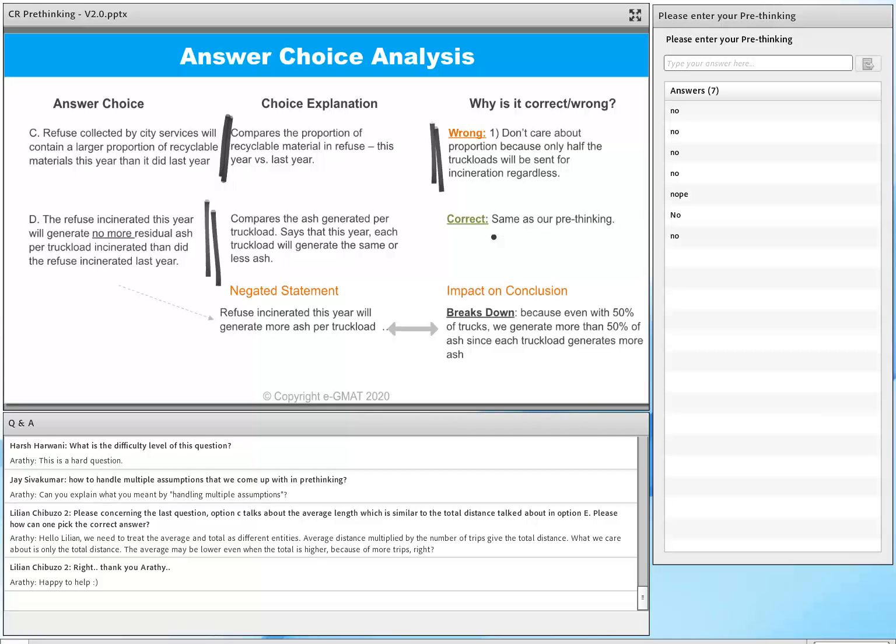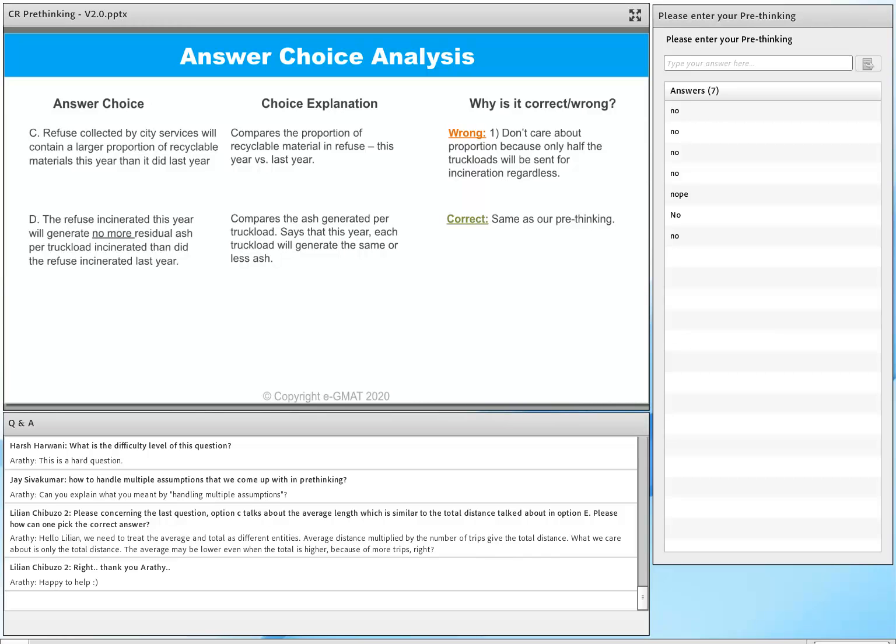Choice D, in line with our pre-thinking, compares the amount of ash generated per truckload, which means that it ensures that we are not going to stuff those trucks with so much refuse that each truckload generates way more ash. You can see the negation test being applied over here.